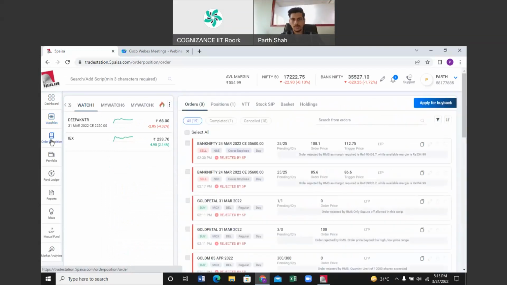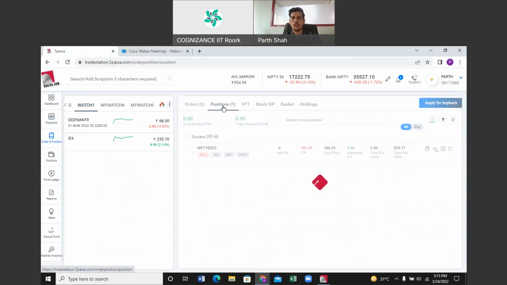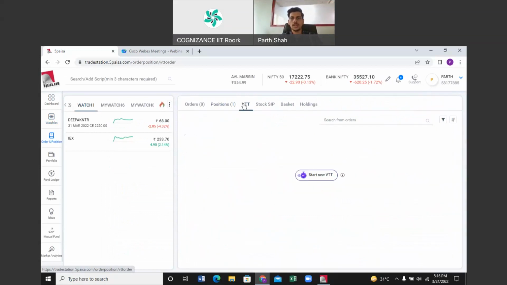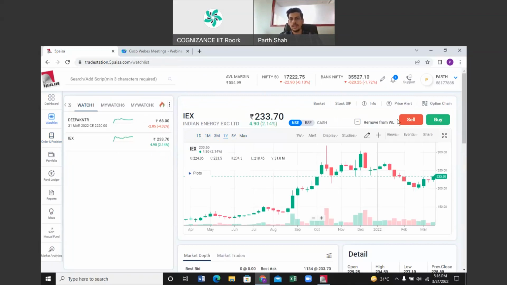Then you have the orders and position tray page where you can see your orders or the positions which you have created. Then we have the VTT orders, which means valid till triggered. It is very difficult to trace a particular stock for a very long period of time and enter into that position at a particular price. See, if I am looking at IEX, I say I want to invest in IEX only when the stock price reaches 200 rupees.